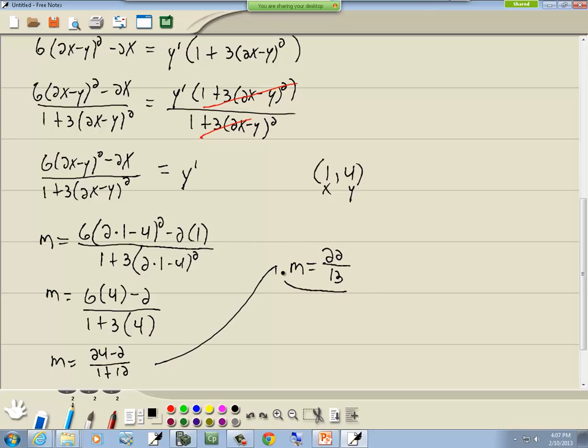So assuming no basic math error, the value of our derivative is 22 over 13.